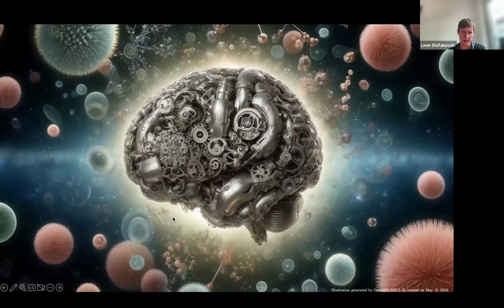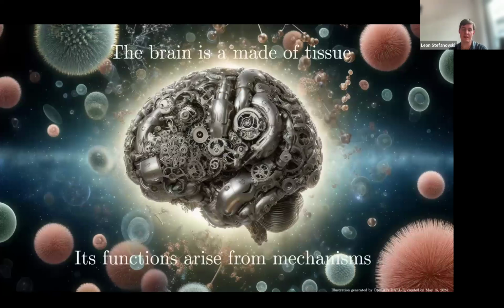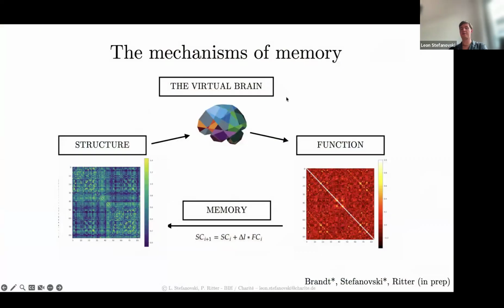As I was speaking about mechanistic biomarkers, I come back to this mechanism approach because the brain is actually, when we look at it from a functional or clinical perspective, like a machine that consists of a lot of mechanisms, and especially its functions are based on mechanisms. And we can also model the mechanisms themselves in a simulation.